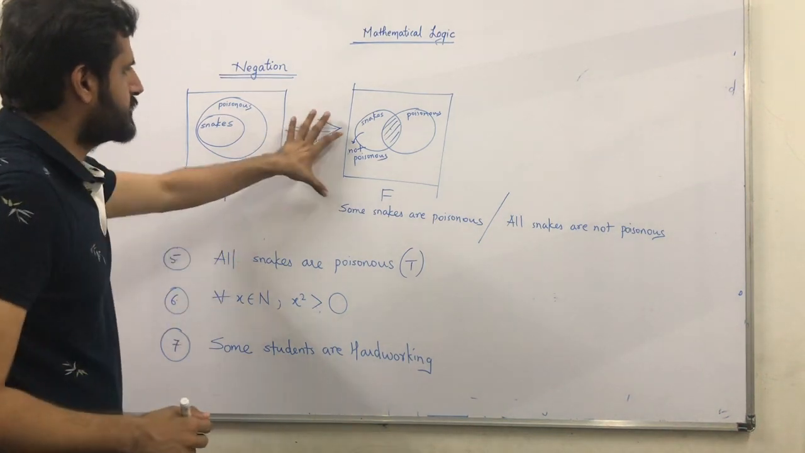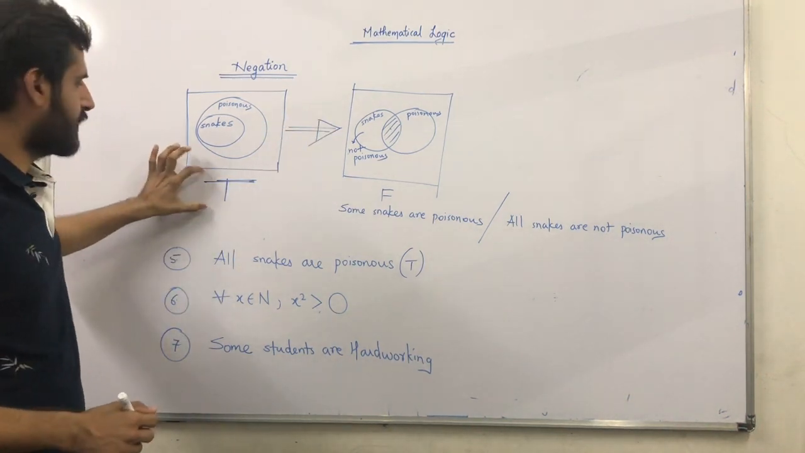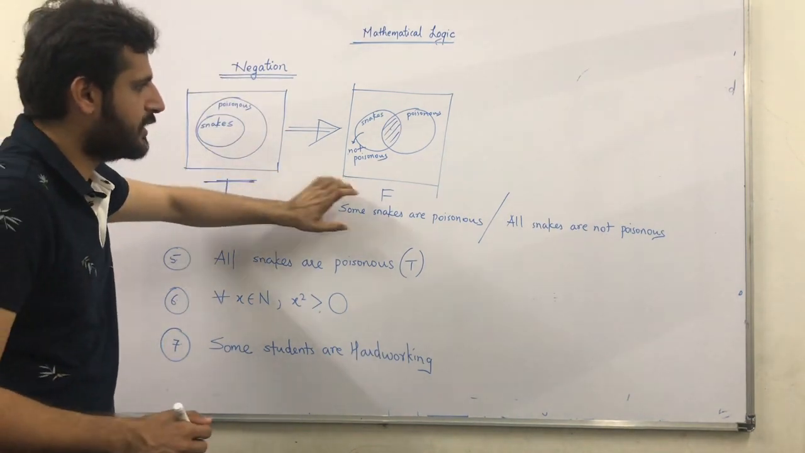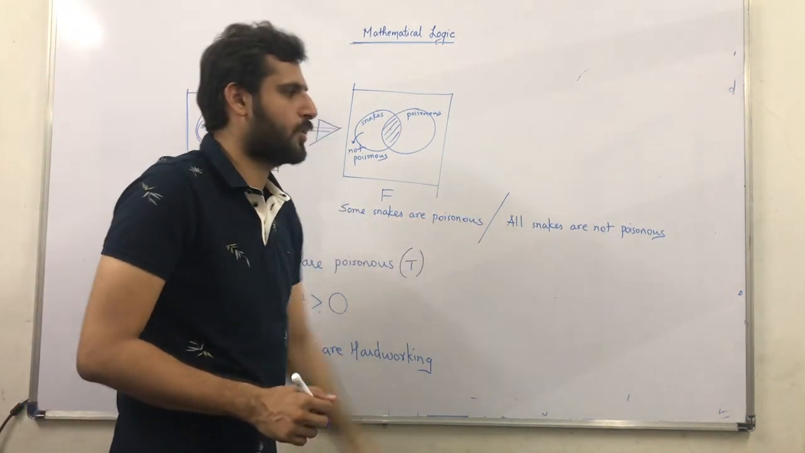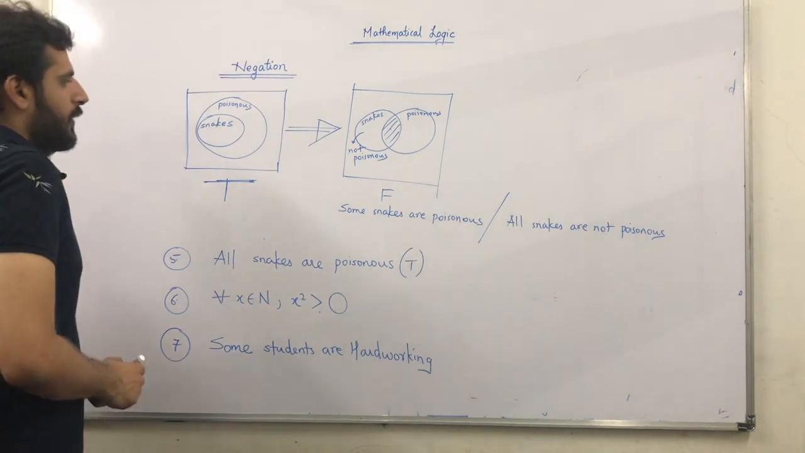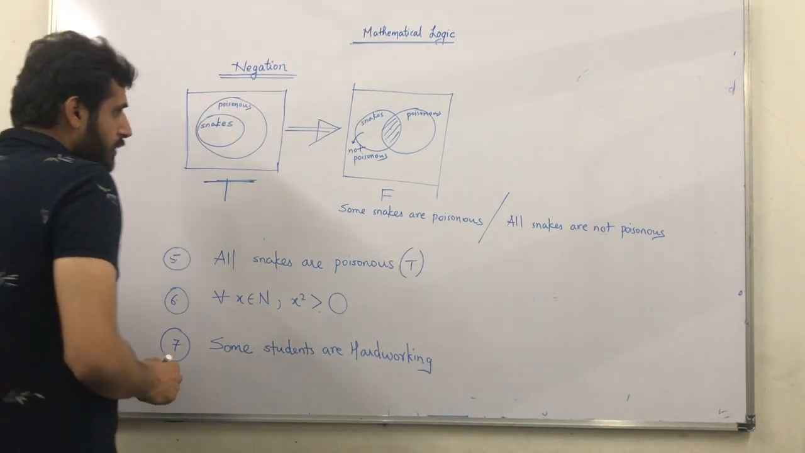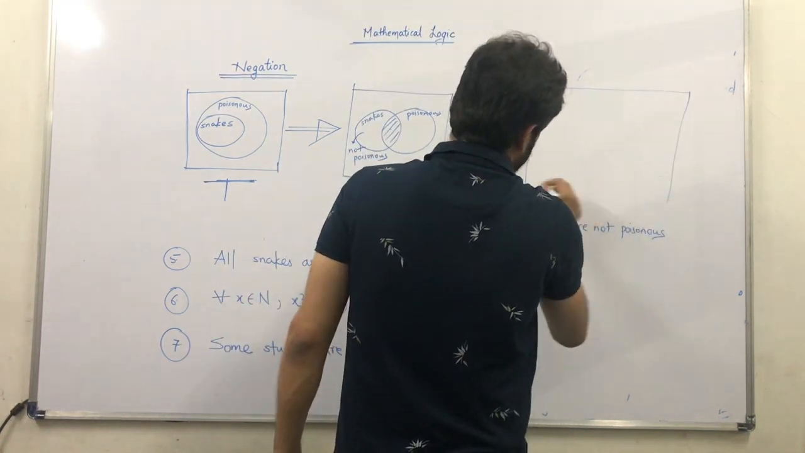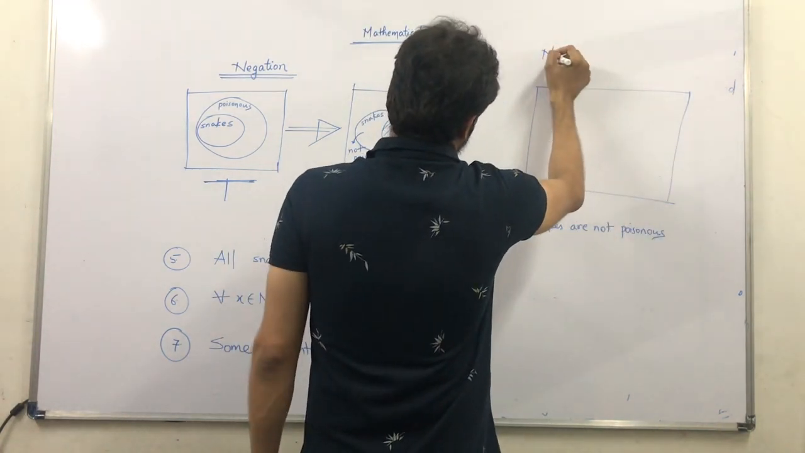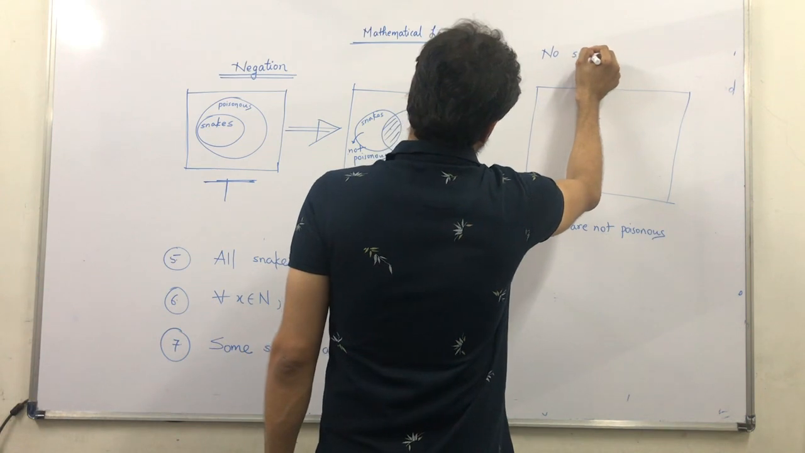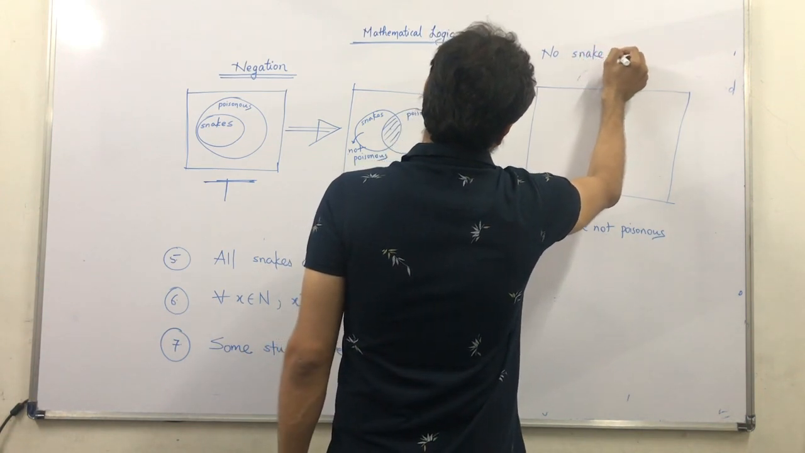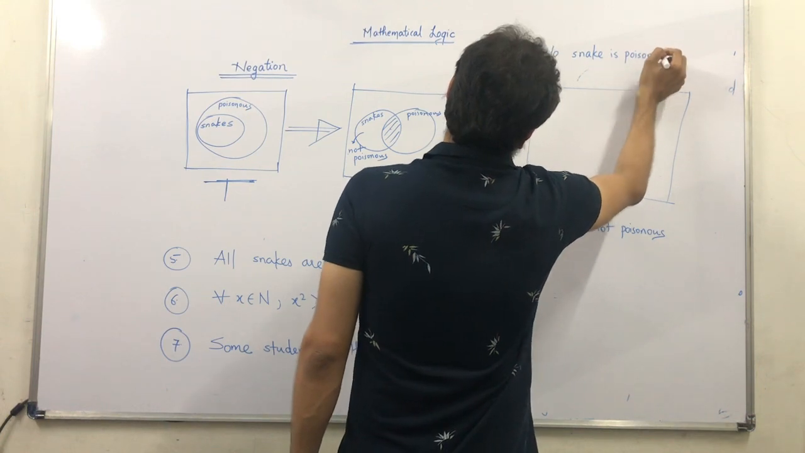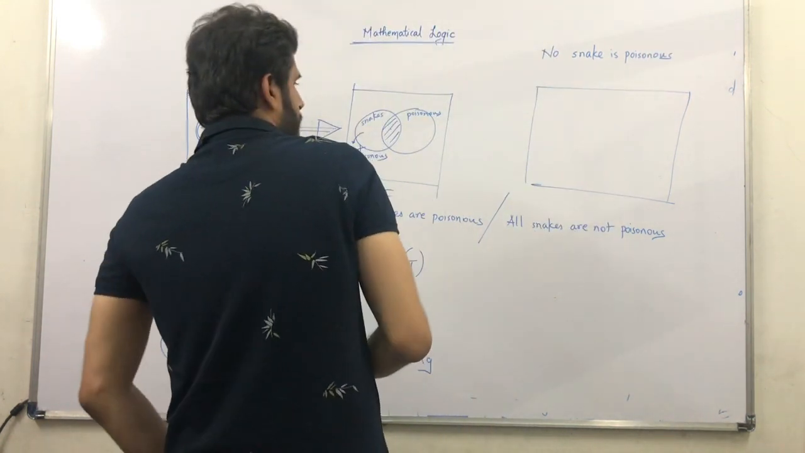So this is a false statement according to the statement which we have made earlier, that all snakes must be poisonous. This statement says that not all snakes are poisonous, right? Then there is one more statement which I can teach you side by side: no snake is poisonous. Okay, no snake is poisonous.